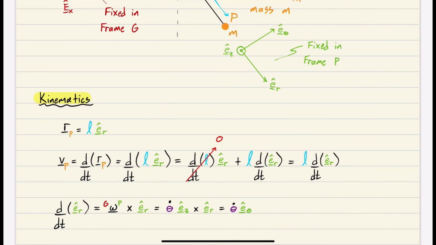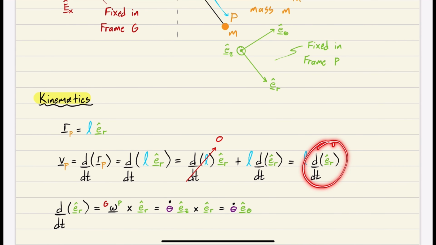So to find the velocity, we take the time derivative of the position vector. So we're just taking this here and plugging it right in to our derivative. And then we can apply the product rule, right? So the product rule is derivative of the first times the second plus the first times the derivative of the second. Okay? L is a constant, right? The length of the pendulum is not changing with time. It's constant. So the derivative of a constant is 0. So this whole term goes to 0. So we're left with L times d/dt of ER.